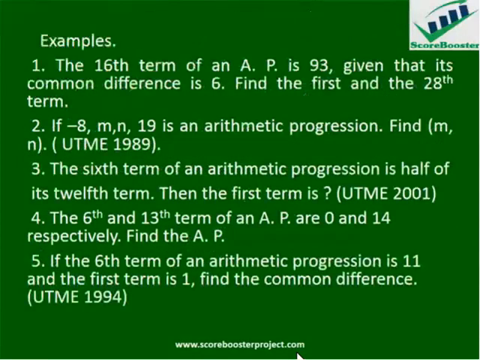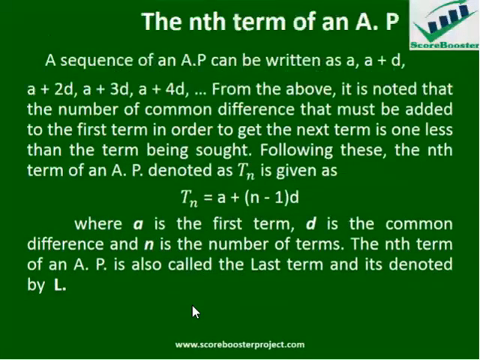The nth term of an arithmetic progression. A sequence of an arithmetic progression can be written as A, which is the first term. The second term can be written as A plus D. The third term can be written as A plus 2D. The fourth term can be written as A plus 3D. The fifth term can be written as A plus 4D, and so on.